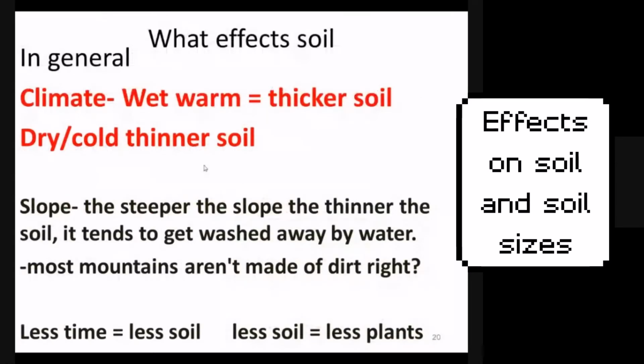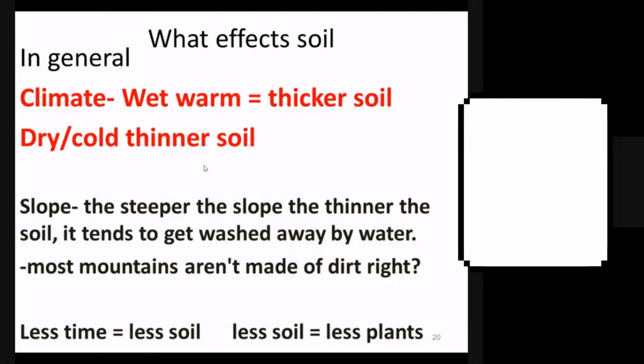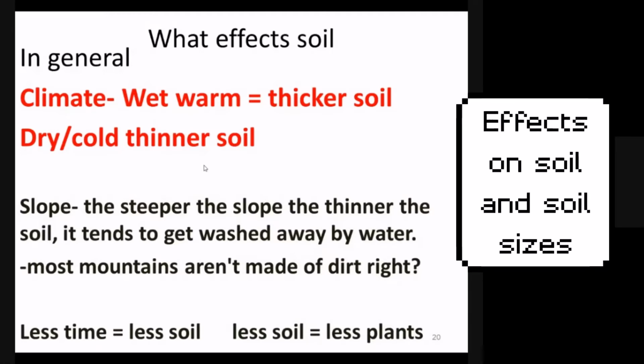Now, in general, the wetter and warmer the climate is, the more soil you have. The drier and colder it is, the thinner your soil will be in an area. Now, this also depends on vegetation. For example, a wetter climate will lead to more vegetation, and more vegetation can hold down the soil better and prevent erosion. Slope. The steeper the slope, the thinner the soil.